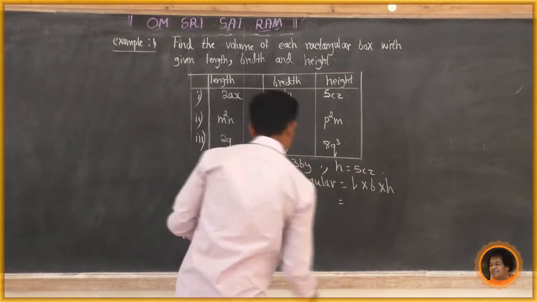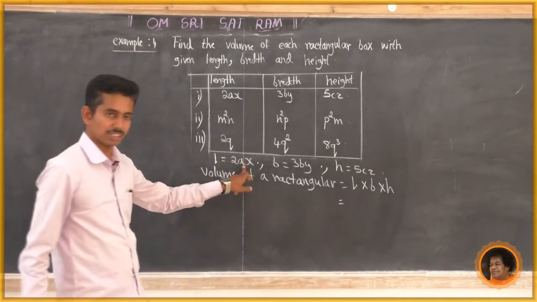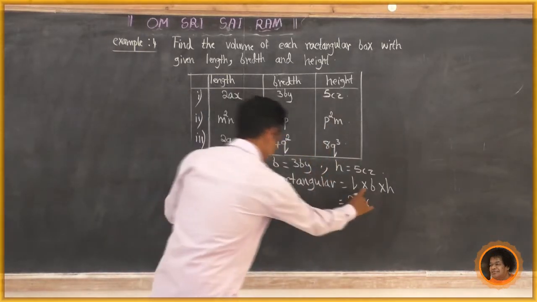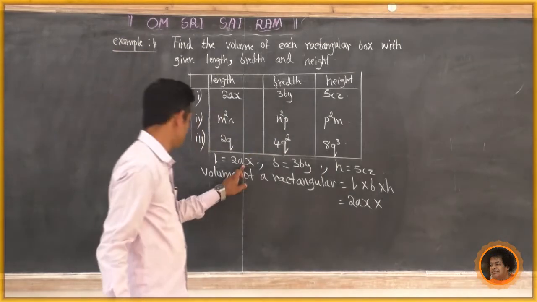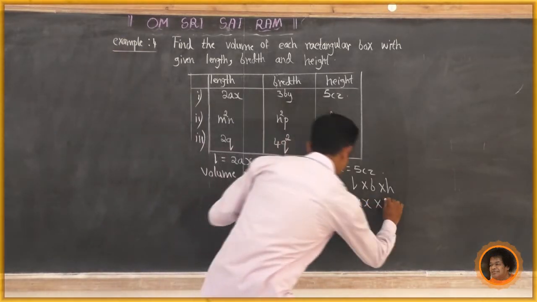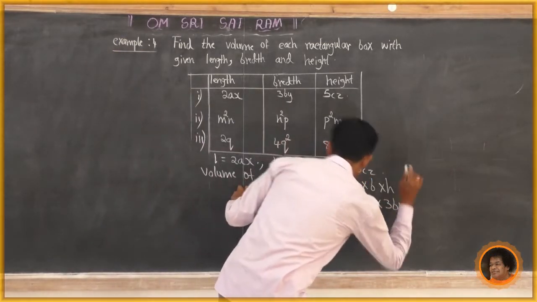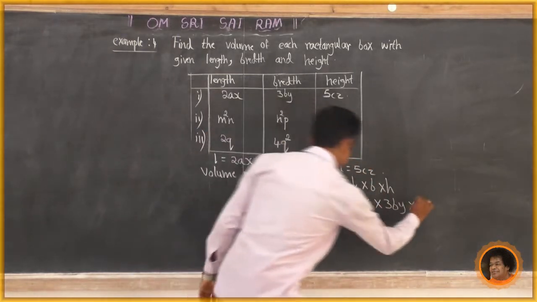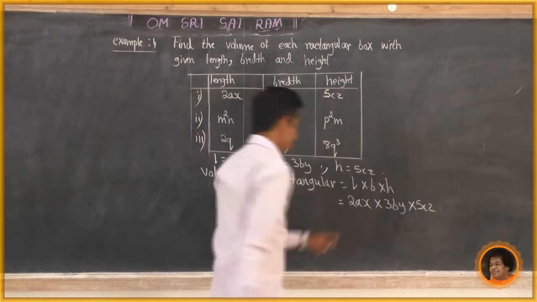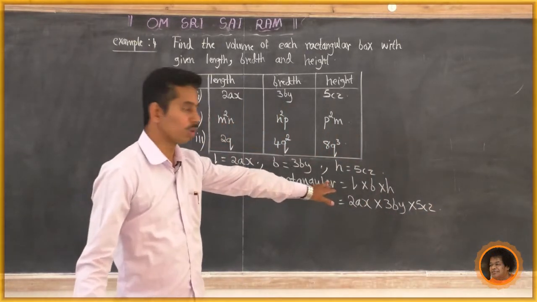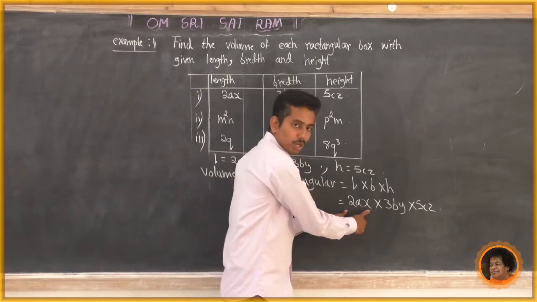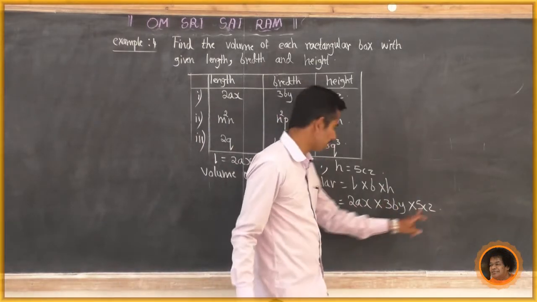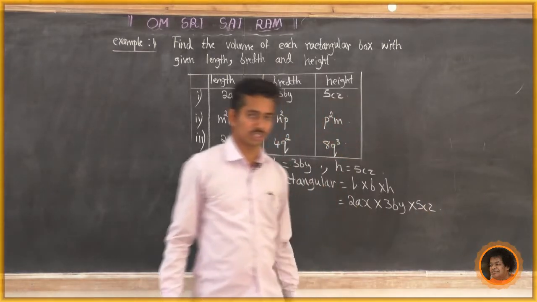So we can write it as, what is the value of L in the first problem? It is 2ax. Then into, multiplication. After that B equal to 3by, into H, which is 5cz. Now this is finding the product of monomials. 2ax is a monomial because it contains only a single term. 3by is also a monomial. 5cz is also a monomial.